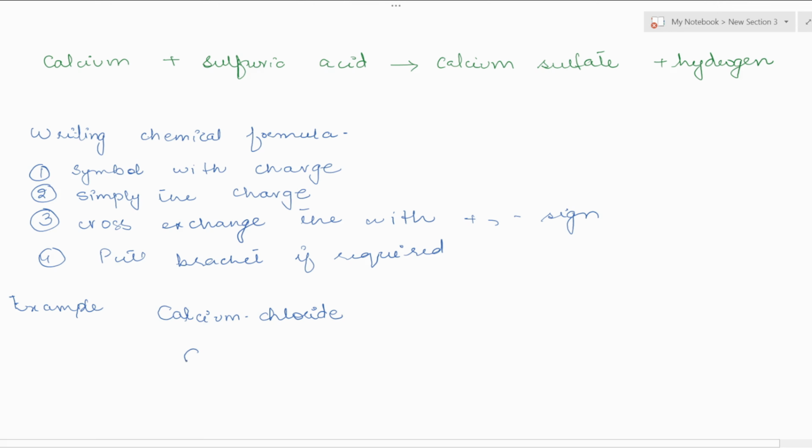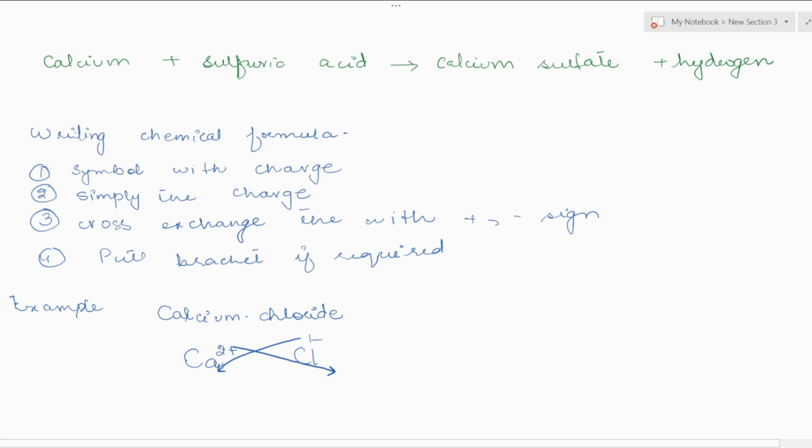And the symbol is Ca2+. And what about chloride? So chloride is basically chlorine, Cl−. Can we simplify the charges 2 and 1? They are already simplified. Good. Now the third step is cross exchange the charges without plus minus. This 2 would come at the bottom of chlorine and this 1 would come at the bottom of calcium.